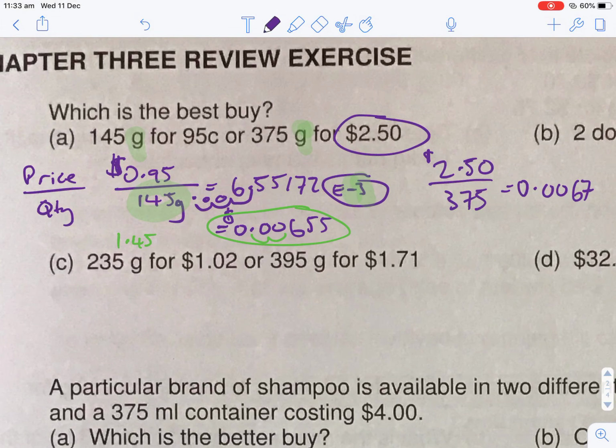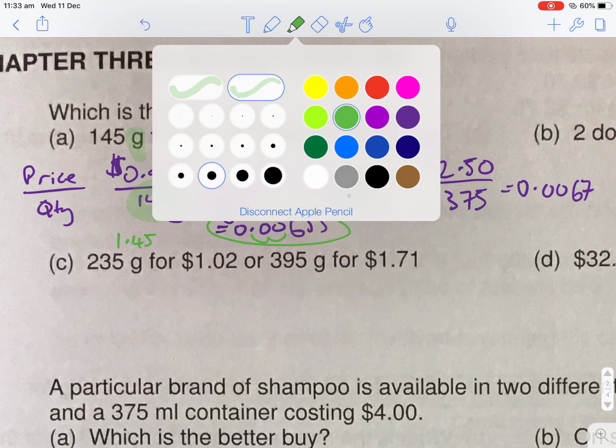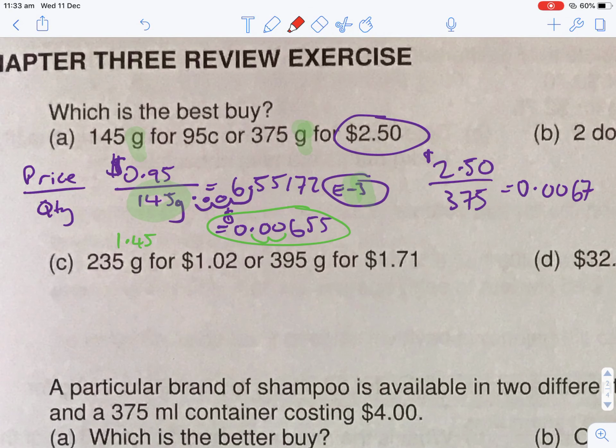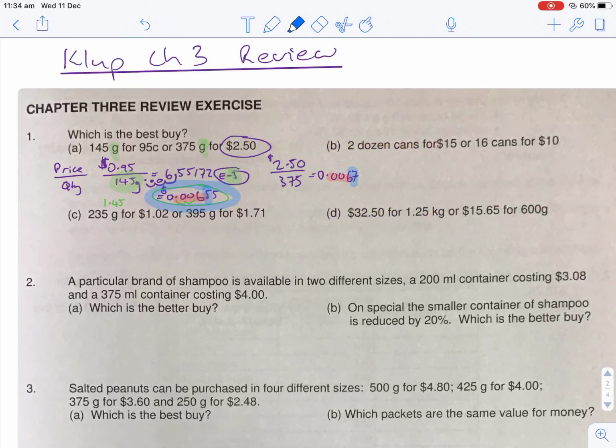Now, if I want to now say, well, which is the better one? The better one is going to be this first one, not by much. You can see they've both got 006. 006 is their first 3 numbers, so it's the 4th number that I'm in fact looking at. If I change colours again, it's actually the 4th number that's determining it, and the smaller one was our first one. So my best buy is actually the 145 grams.